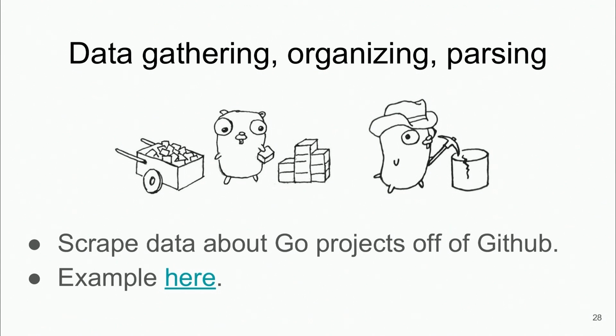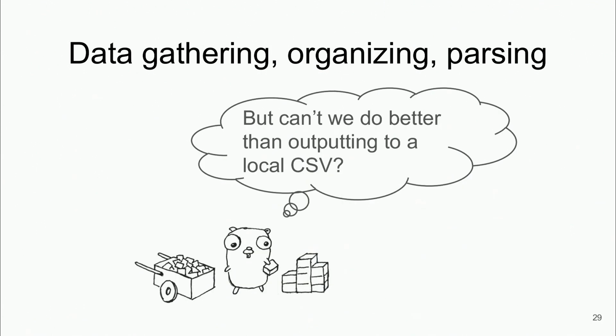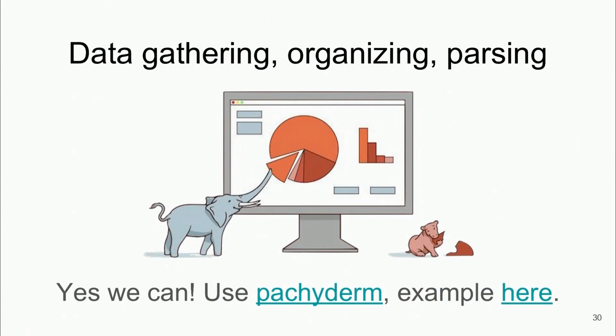But as a room full of smart gophers, you're probably thinking, can't we do better than outputting to a local CSV? In some cases, you probably don't want to output to a local CSV. And the answer is yes, we can do something a little bit interesting here. And we can do something that will, again, help us maintain the integrity of our data and help us with reproducibility. So we're going to use a tool called Pachyderm, which is also written in Go.